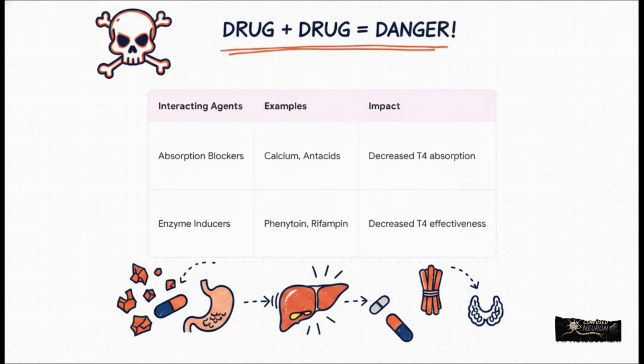Now, you really have to watch out for dangerous drug-drug interactions here. As the saying goes, drug plus drug equals danger. If you give a patient calcium supplements, iron, or antacids alongside their levothyroxine, you literally block its absorption in the gut. You have to separate those doses by 4 to 6 hours. Even worse, if you give them a CYP450 liver enzyme inducer, like the seizure meds phenytoin or phenobarbital, or the antibiotic rifampin, you accelerate the metabolism of the thyroid hormone, and you accidentally wipe out its effectiveness entirely.